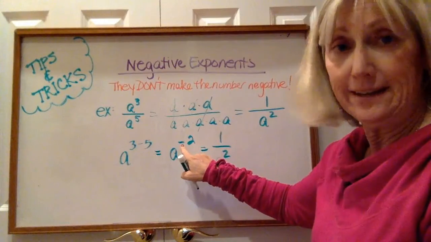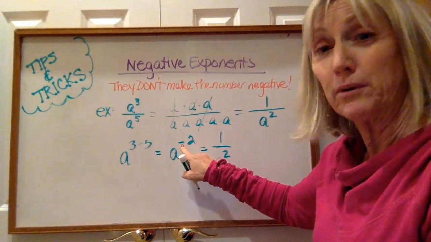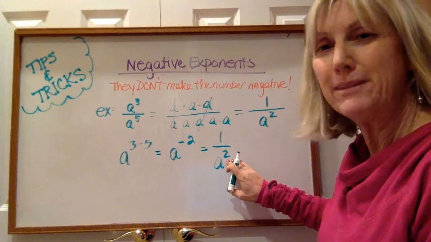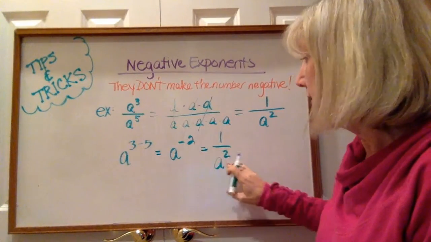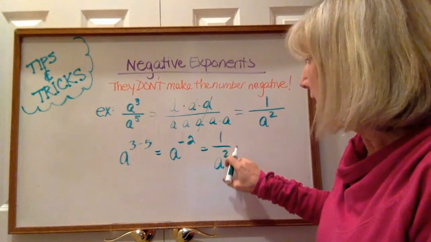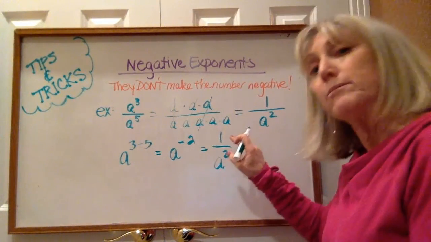So what that negative means is reciprocal. It means you put that power in the opposite place. So if it's in the numerator, it goes in the denominator. If it was a to the minus 2 in the denominator, it would go up to the numerator.